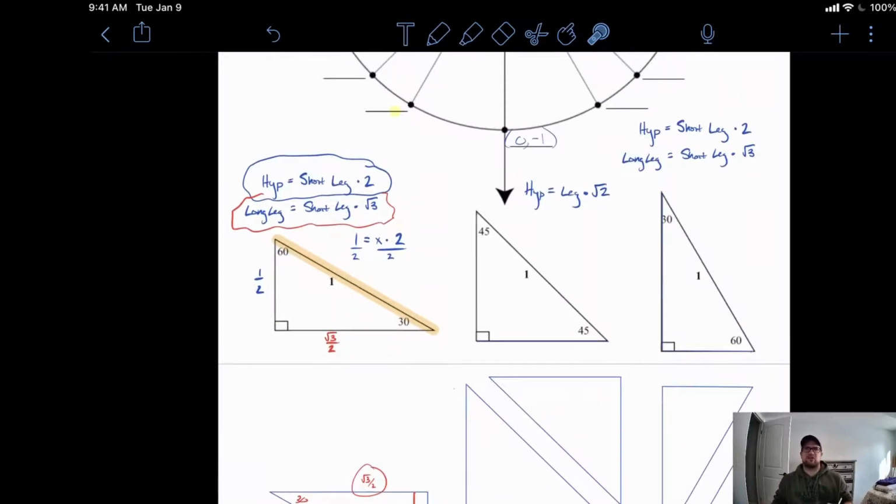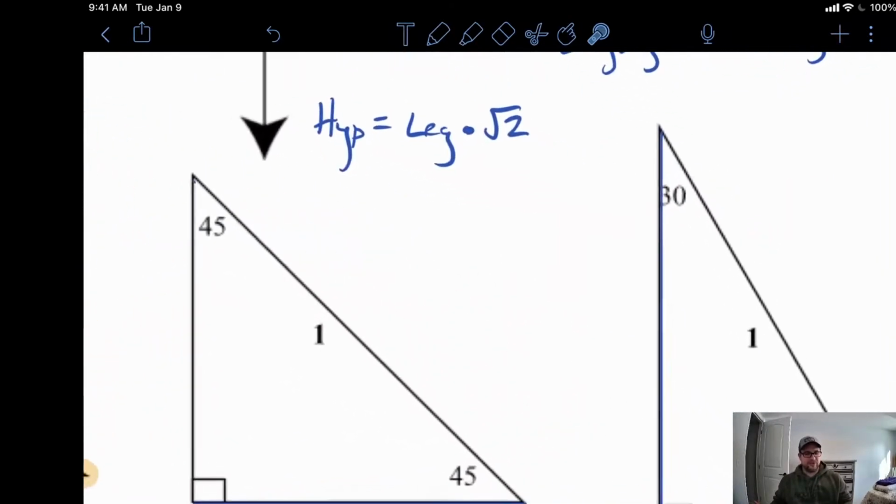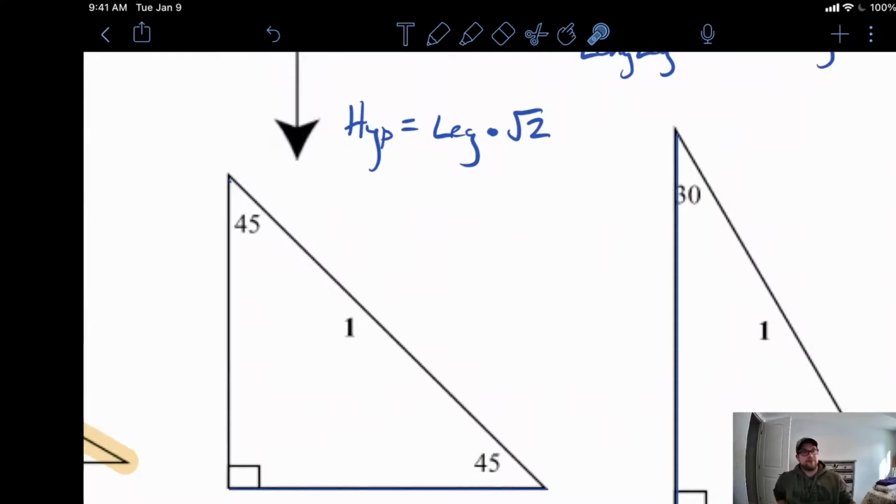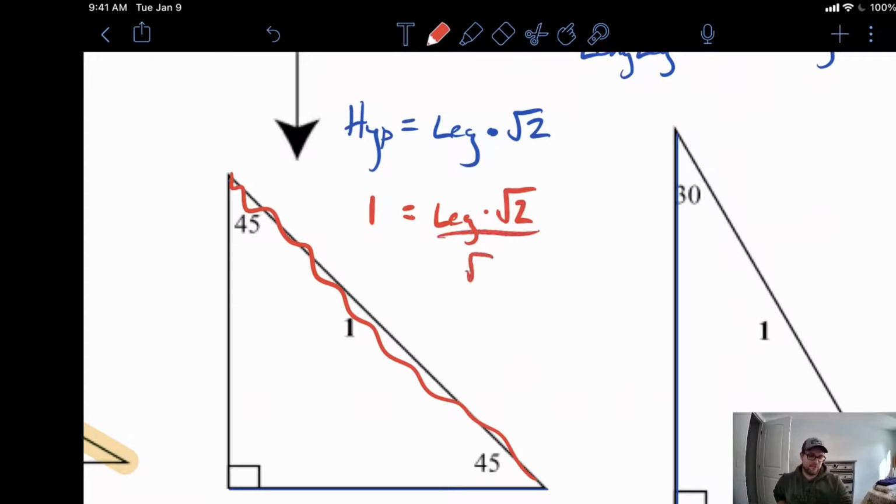Let's look at our next triangle here and try to build a little bit more understanding. So here's our next triangle. This was the 45, 45, 90 triangle. Now in this triangle, we know the hypotenuse is 1. If the hypotenuse is 1 and we wish to find the leg length, then what we need to do is divide both sides by the square root of 2. Now, doing that, 1 over the square root of 2 gives us a problem we need to rationalize. So we multiply this by the square root of 2 over the square root of 2, and I end up with the square root of 2 over 2 as that answer.